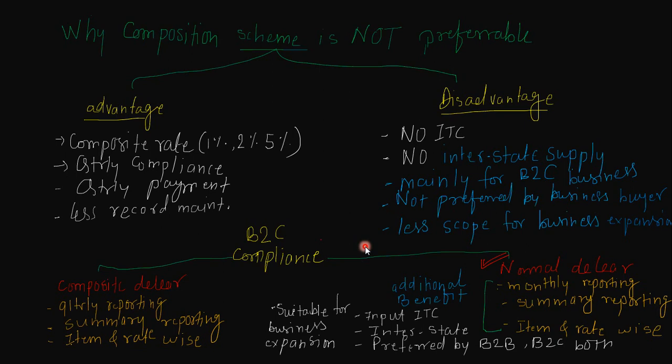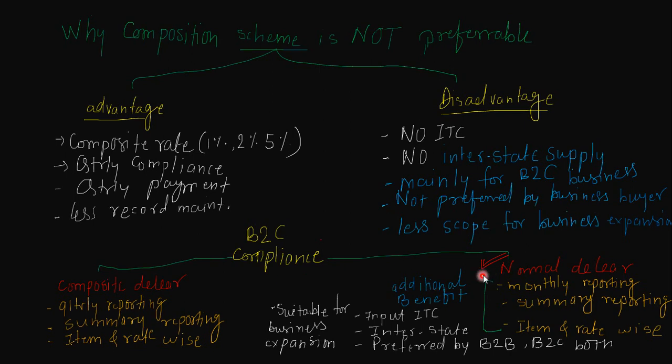But even if you are registered as a normal dealer, you don't have much reporting for B2C transactions. You only have to do monthly reporting in summarized form, showing under what HSN you have sold the goods. Item and rate wise means, like chapter 61, how much in totality, not line item based, how much sales you have made under each category and at what rate. So I find there is not much difference between a composite dealer and a normal dealer.